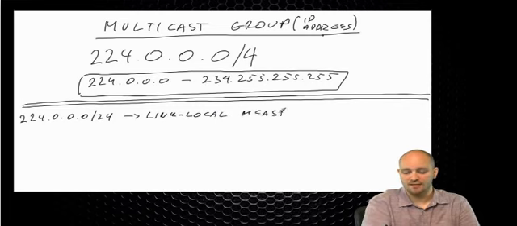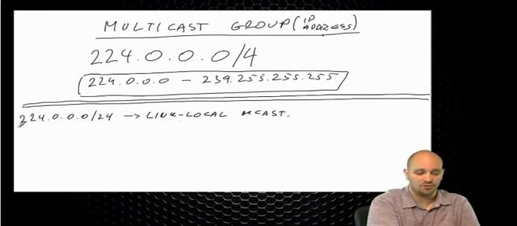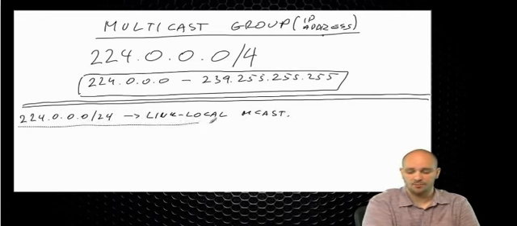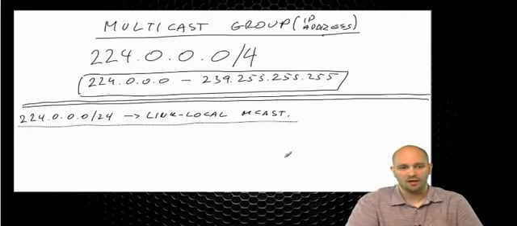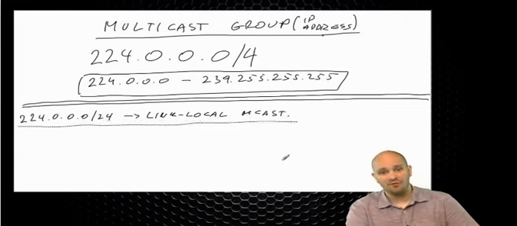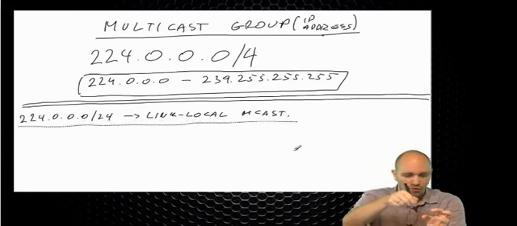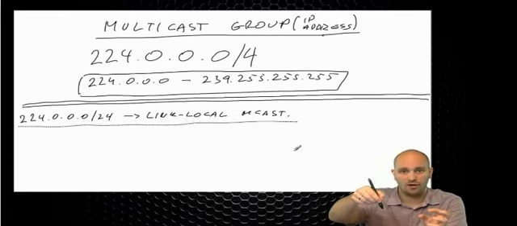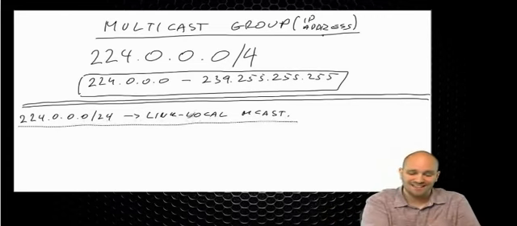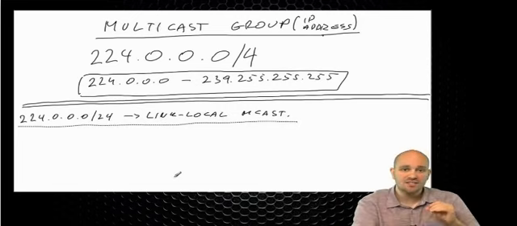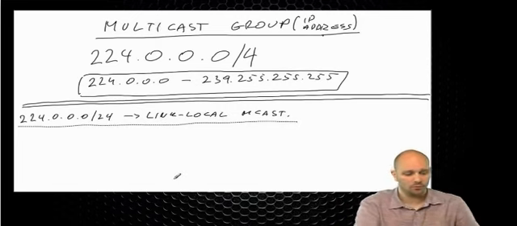Now, this means that this traffic will never be routed. No routers will ever route this traffic. They can send and process the packets to and from this destination, but they will never actually take them on one interface and route this traffic out of another interface. The reason is because this is link local. It's a reserved range for link local multicast.